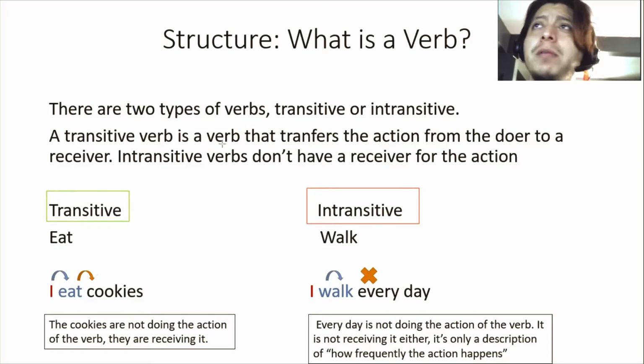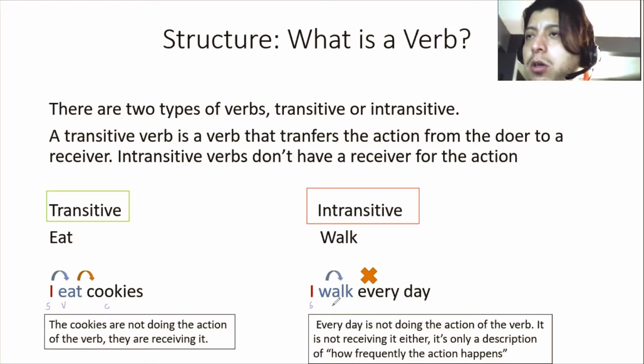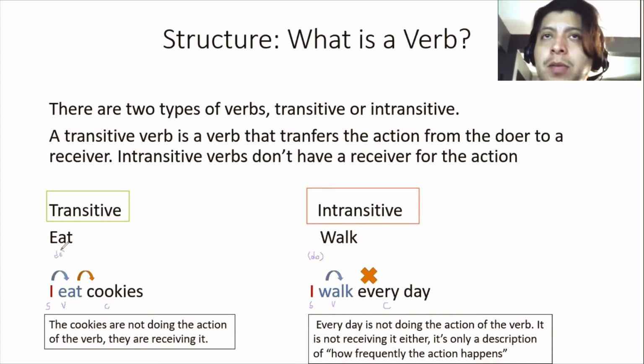A transitive verb is a verb that transfers the action from the doer to the receiver. Intransitive verbs do not have a receiver for the action. So this is just the important part. Right here, we can check how we have subject, we have a verb, and we have a complement. We do not have the auxiliary because both of these sentences are in the simple present, and they are affirmative statements. So the auxiliaries do. We never really use them in affirmative statements, so forget about them.